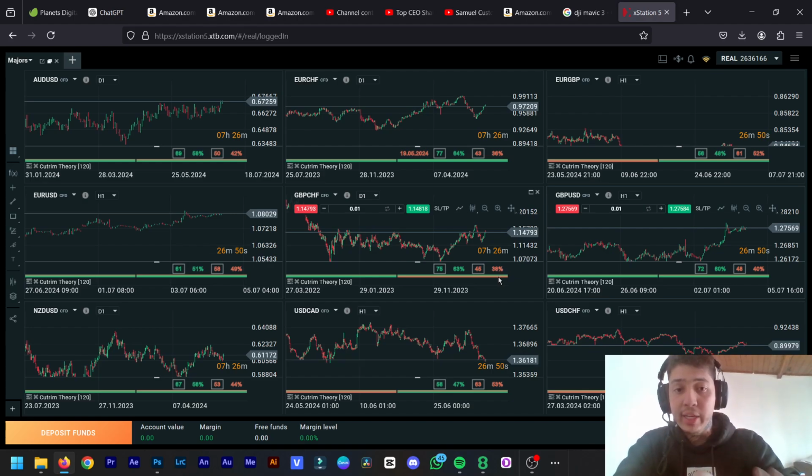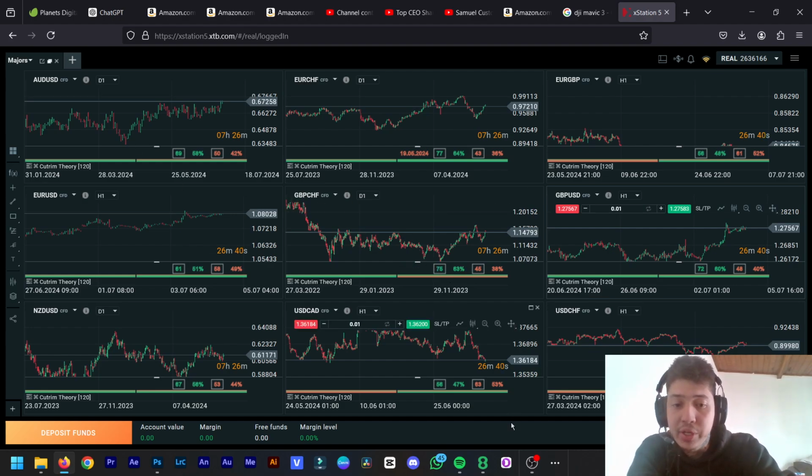So because I have way less red candles than green candles, I'm gonna sell here. So I'm gonna sell GBP CHF. Let's go back there. We have majors.